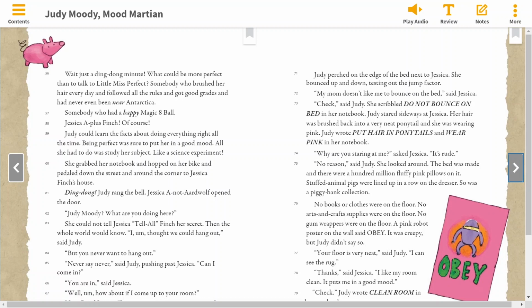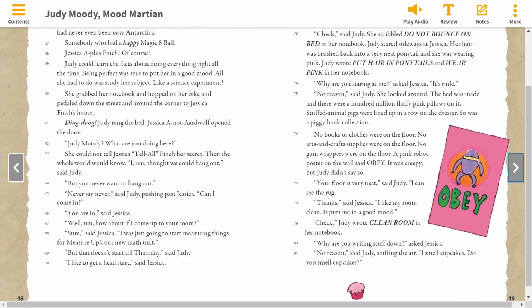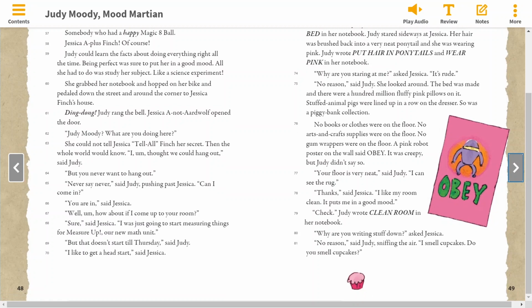"I thought we could hang out," said Judy. "But you never want to hang out." "Never say never," said Judy, pushing past Jessica. "Can I come in?" "You are in," said Jessica. "Well, how about if I come up to your room?" "Sure," said Jessica. "I was just going to start measuring things for Measure Up, our new math unit." "But that doesn't start till Thursday," said Judy. "I like to get a head start," said Jessica.